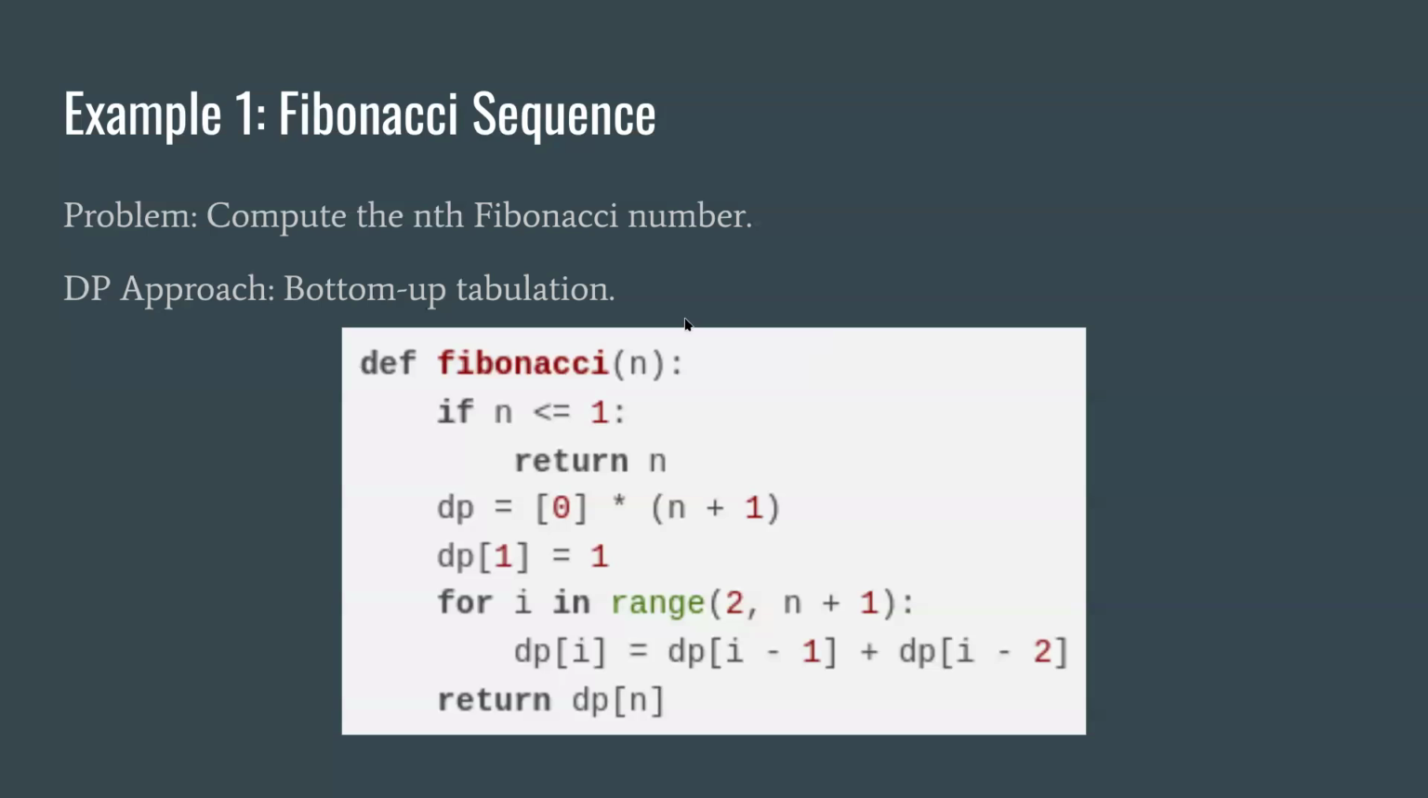And if we look at this implementation, we can see that we have dp, and then dp of index 1 is 1, and then we will use a for loop to just add both numbers to find the value in the next index.